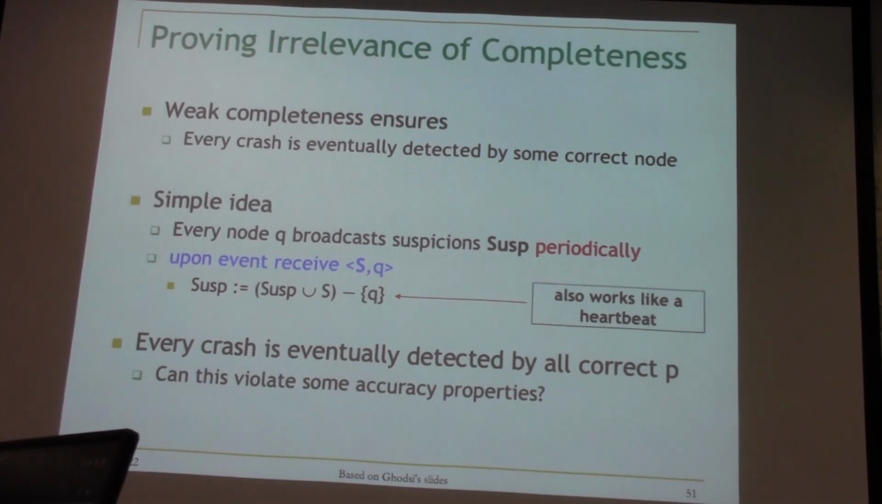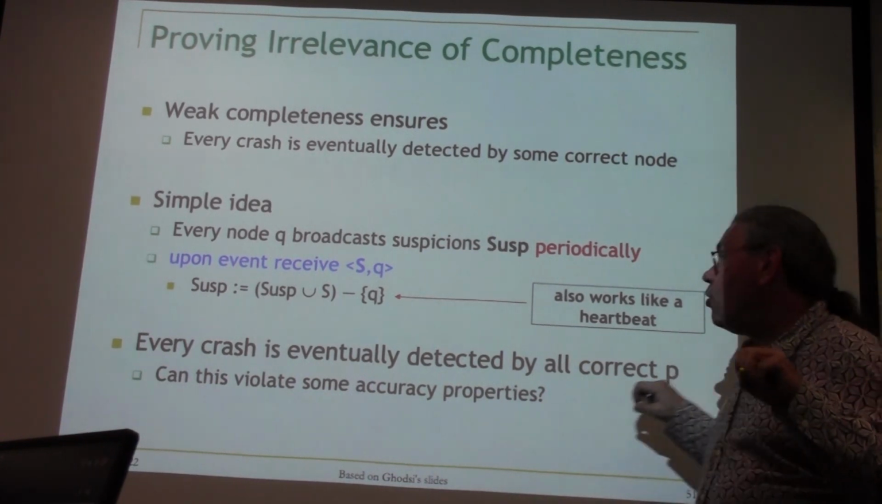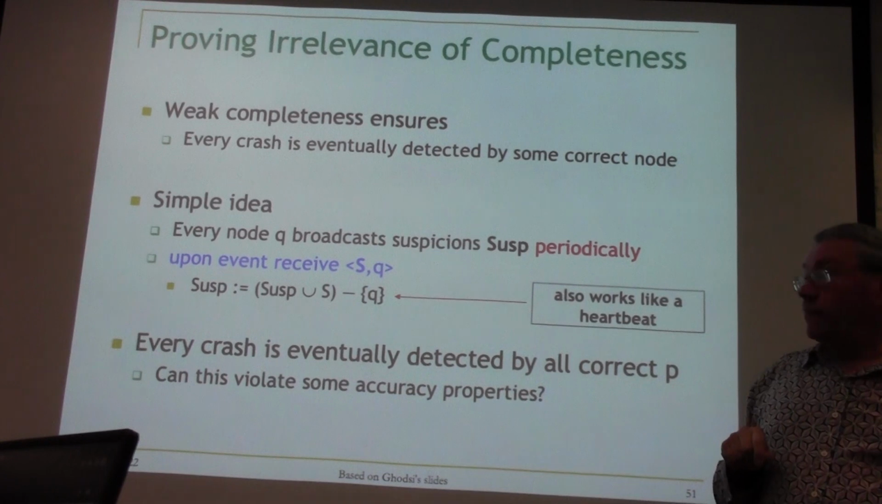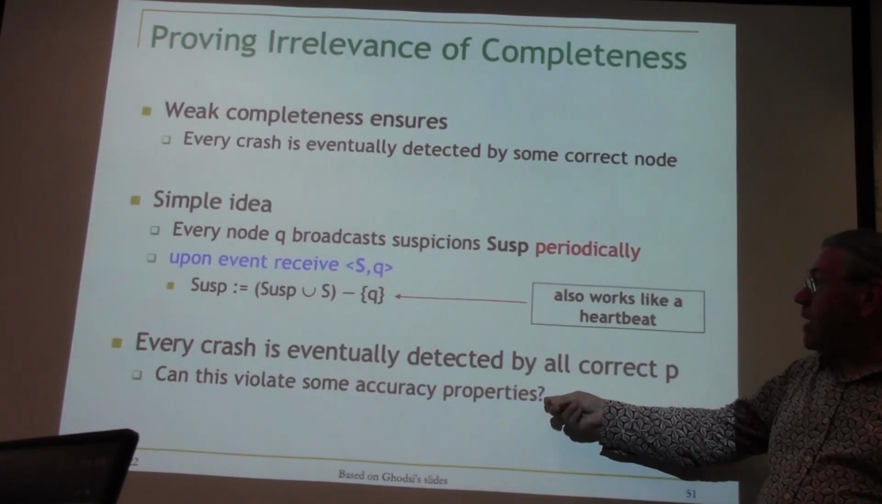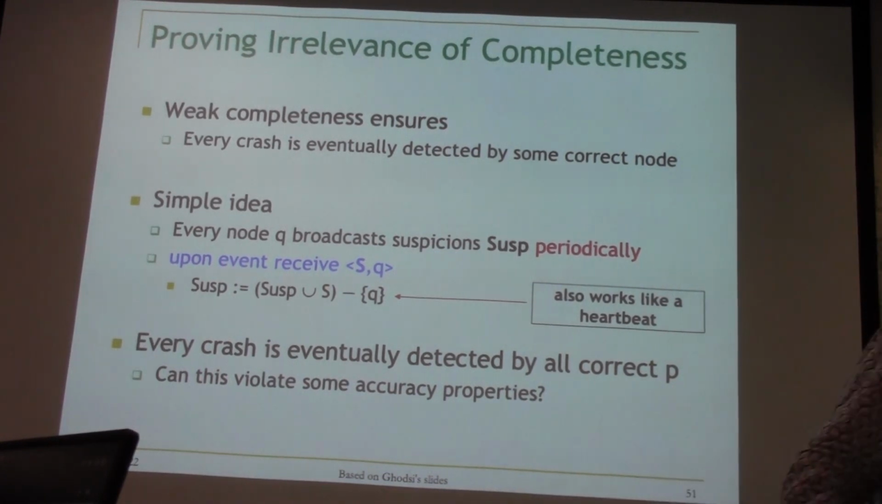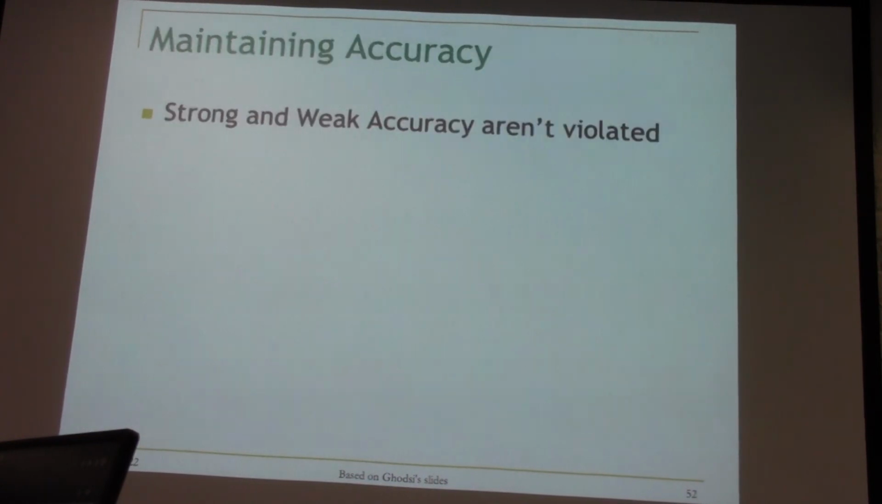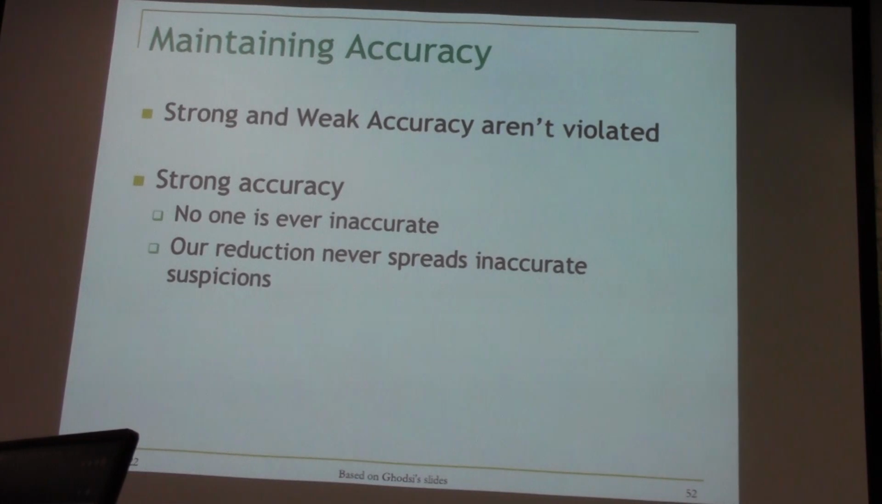Okay? Now there's still one small detail here. We show that these two are equivalent, but because this one will be broadcasting, we have to make sure that's not going to break any of the accuracy properties. Will that not add mistakes? That will not create extra mistakes. But that's actually kind of easy. We have to show that the accuracy properties are not violated.